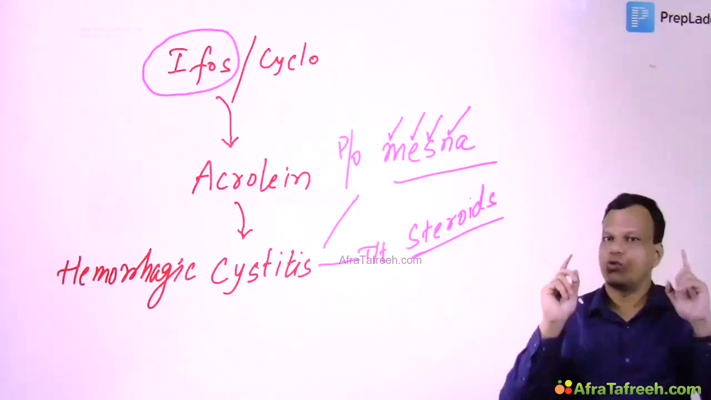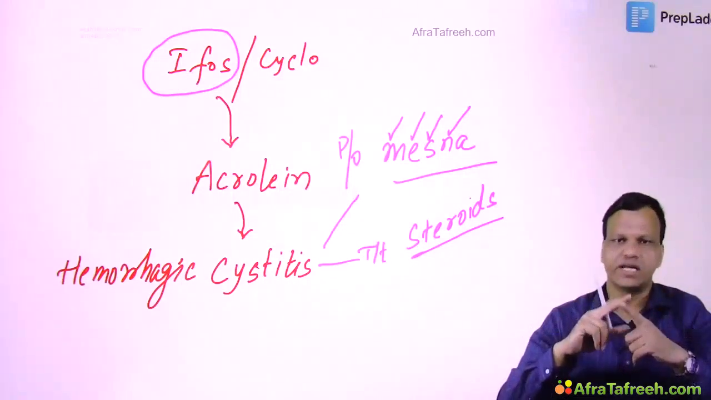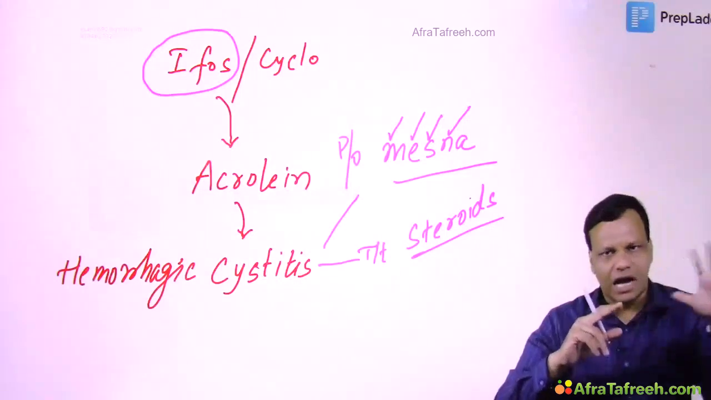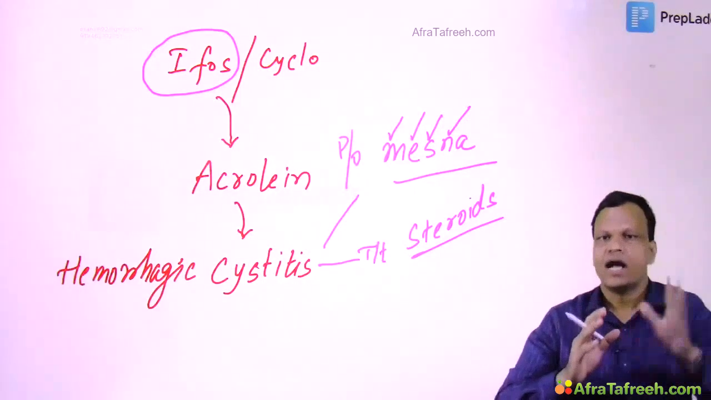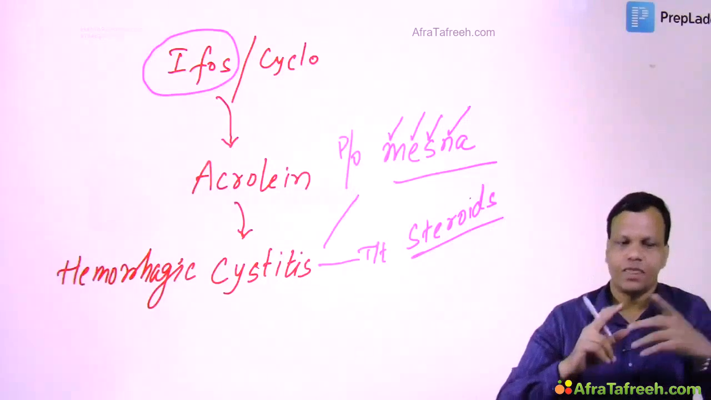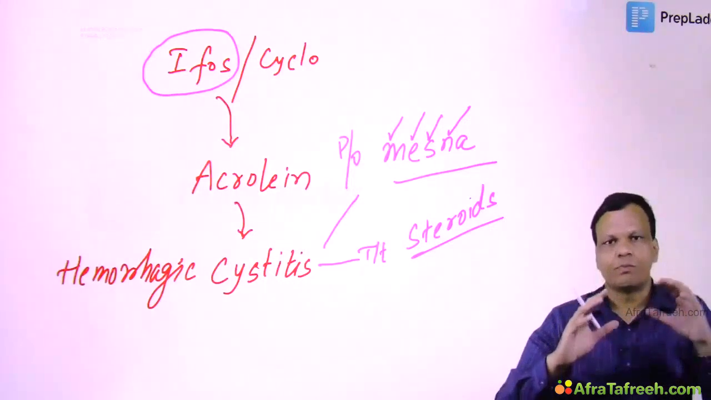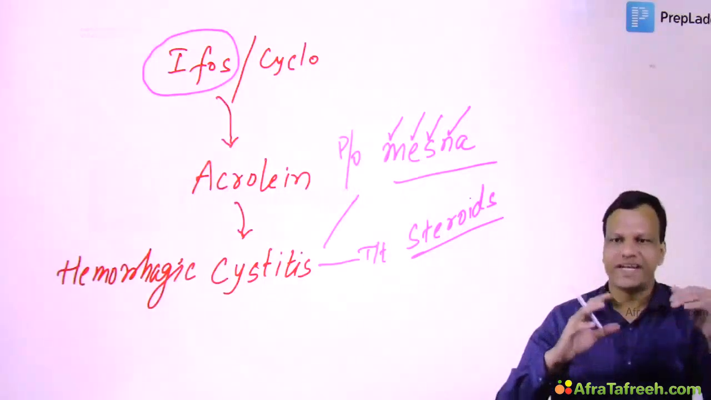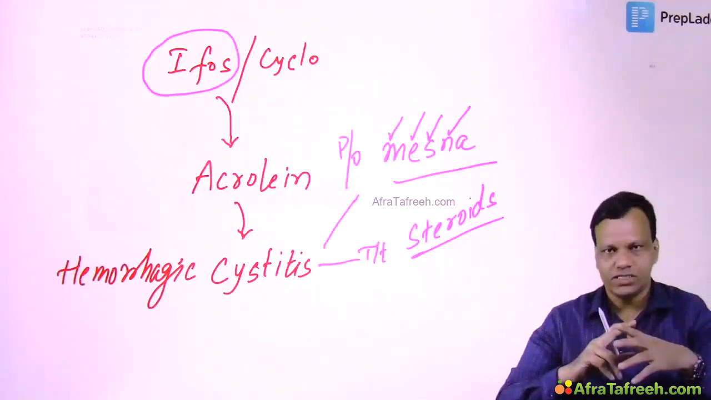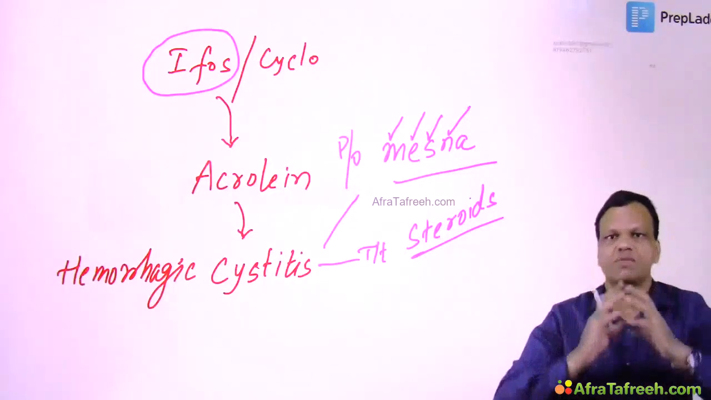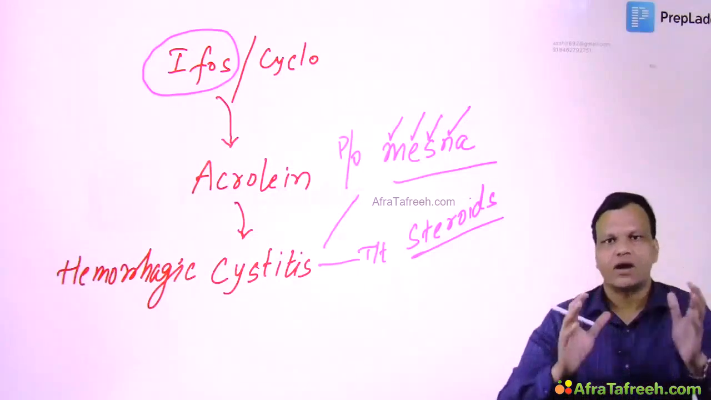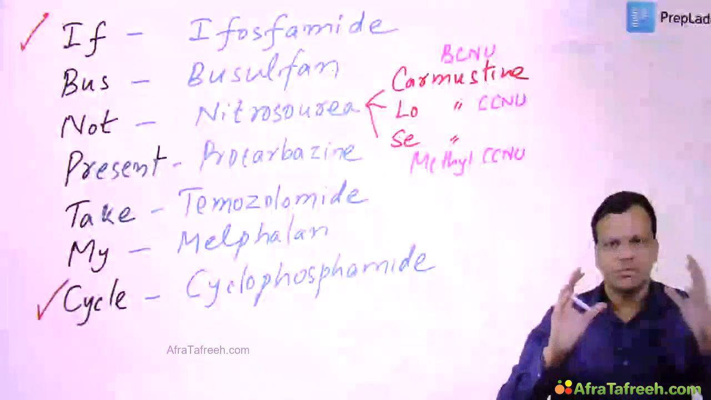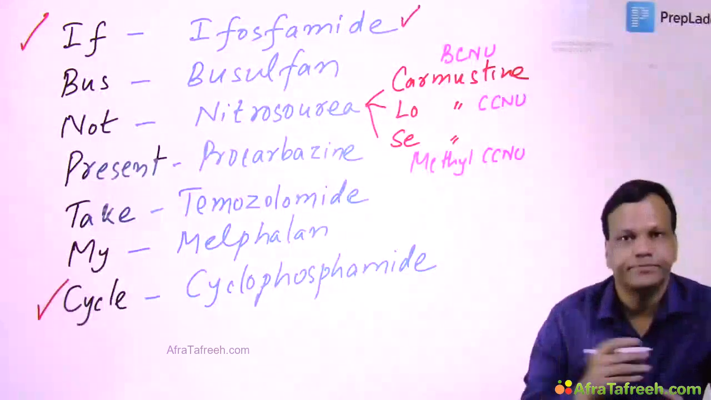So 3 important questions to remember. Number 1, which drugs cause hemorrhagic cystitis? Ifosfamide and cyclophosphamide, with ifosfamide having higher incidence. Second, which substance is used to prevent hemorrhagic cystitis? It is mesna. Which substance is used to treat it? Steroids. And which compound is responsible for hemorrhagic cystitis? It is acrolein. Okay, so this is important about ifosfamide.